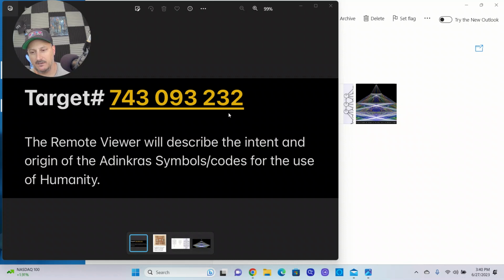This is not a target I would task out or send anybody out on unless they're a pretty advanced remote viewer. The reason I say this is that, at least to me, it felt like a pretty complex target. So if you're not familiar with more difficult, abstract targets, it might be a little frustrating. But go for it if you want to.